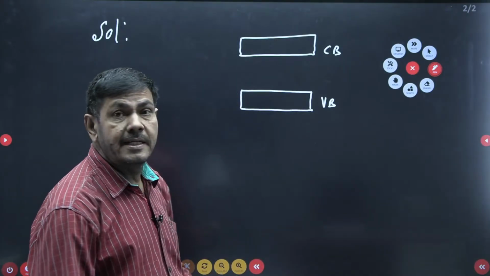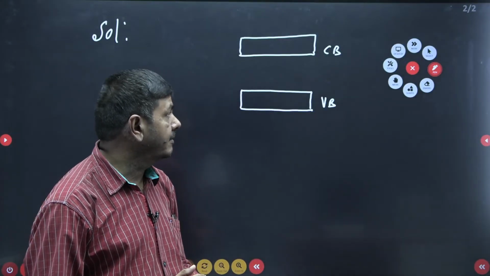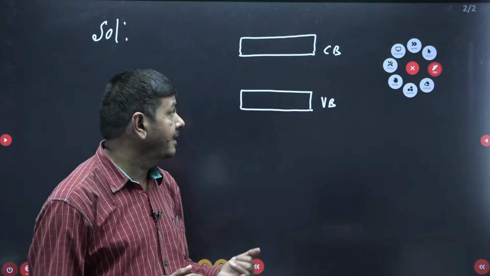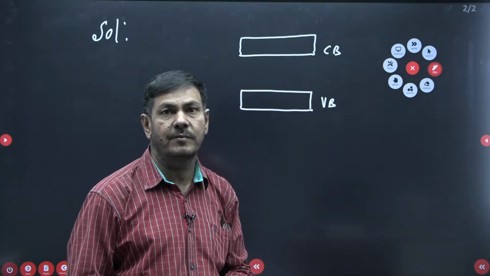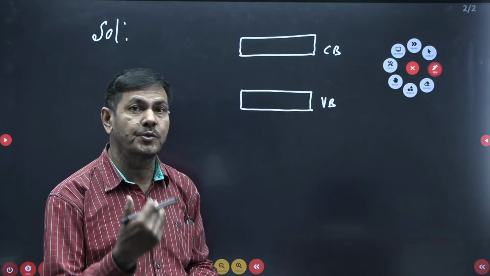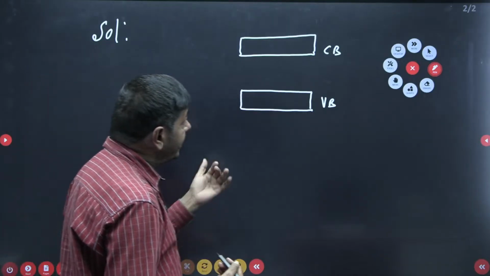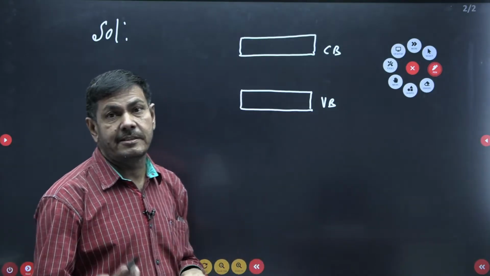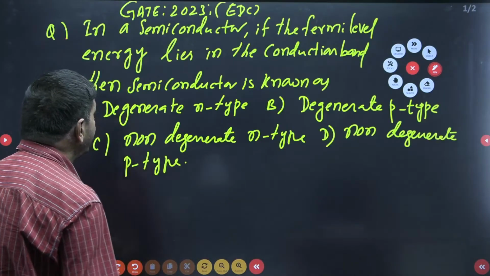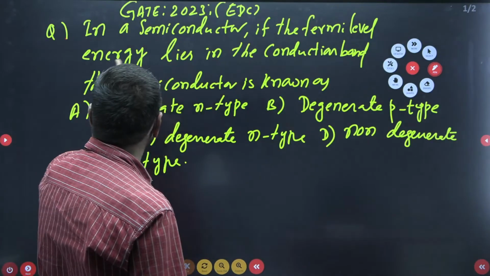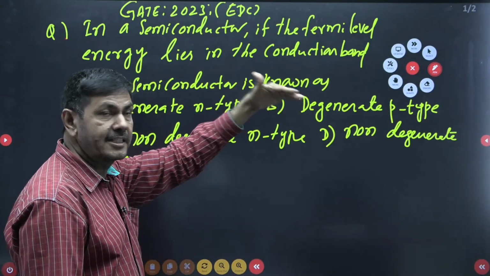But if it is an intrinsic semiconductor, catch my point. If it is an intrinsic semiconductor, the Fermi level lies approximately at the center only. We know very well, if it is an intrinsic, pure type of semiconductor. But whether it is a P type or N type, first we need to identify. Because in the options you watch what is given here. In a semiconductor, the Fermi level energy lies in the conduction band. Fermi level is lying in the conduction band only.